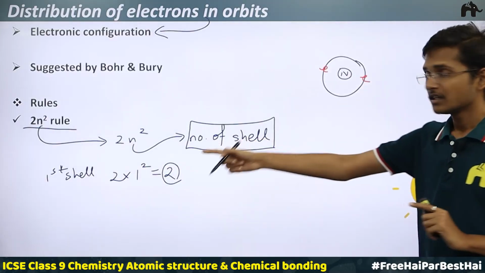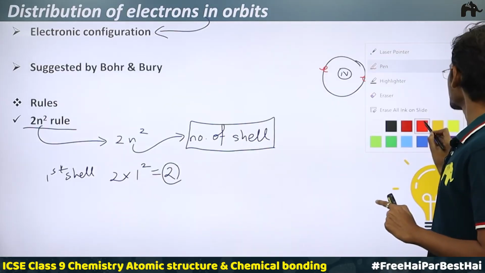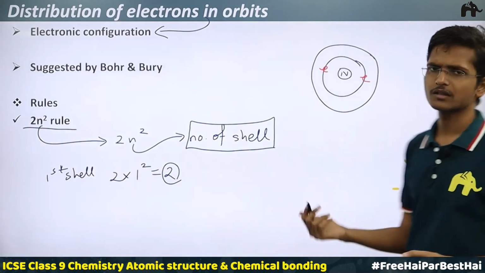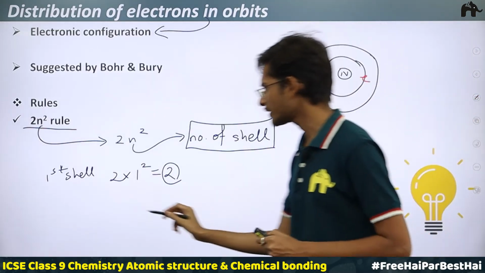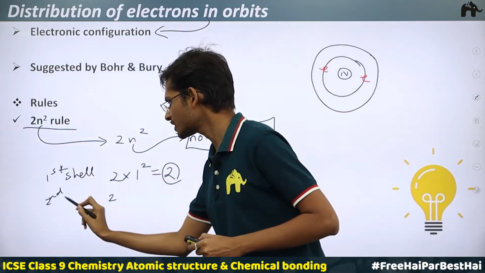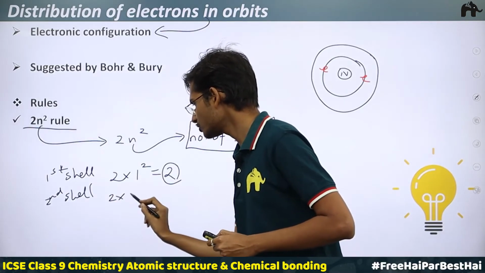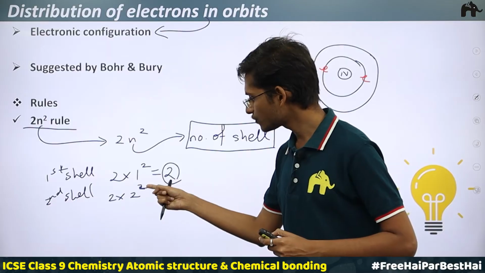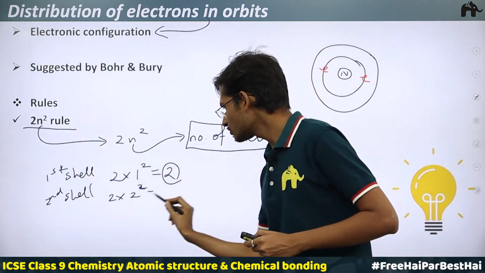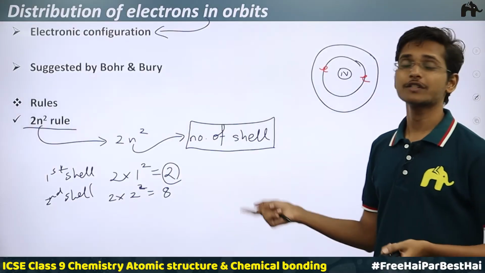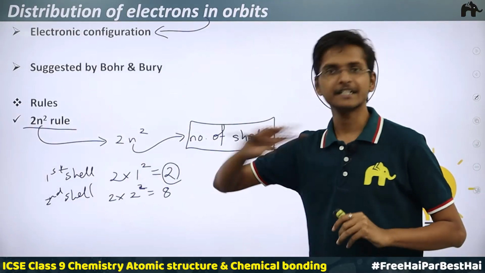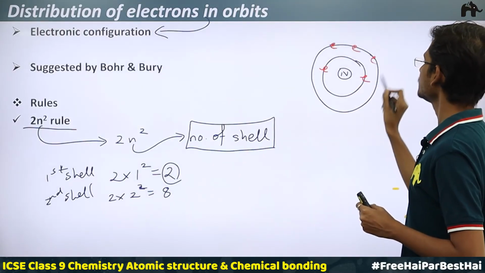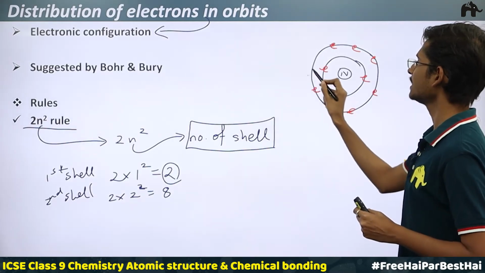Fine, let's move ahead. If I'm talking about the second shell now, chalo, I would make a second shell. Now again, you know the simple trick, we just substitute 2 in the place of n. So here it's the second shell, so 2 into 2 square, with n as 2. So 2 square is 4, and 4 twos are 8. So the maximum number of electrons which can accommodate the second shell is 8. So in this second shell, 1, 2, 3, 4, 5, 6, 7, 8.